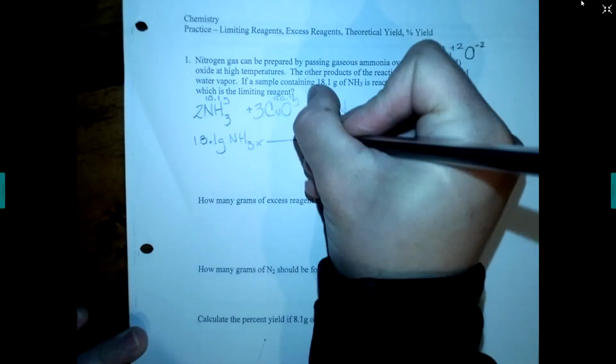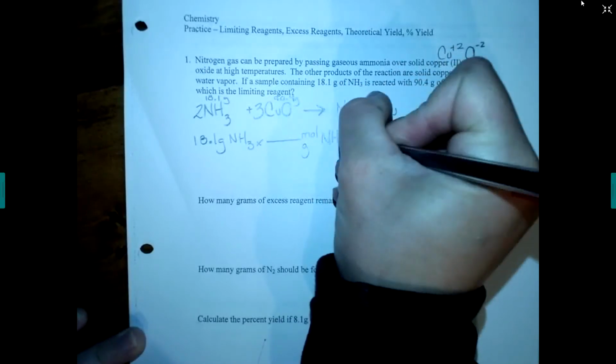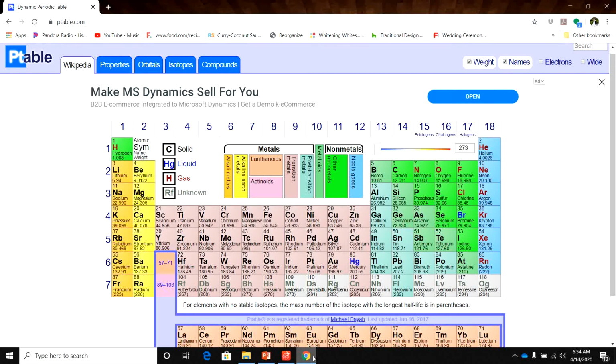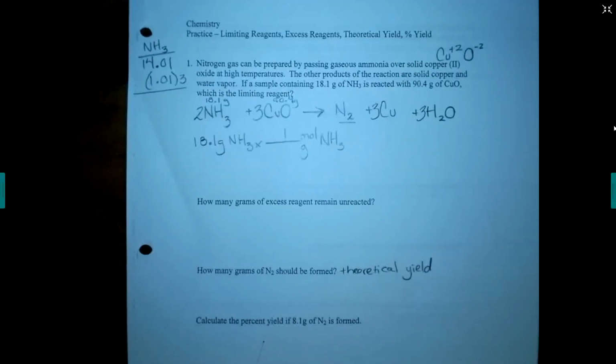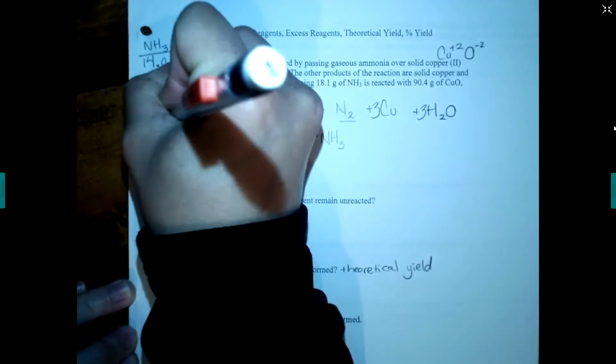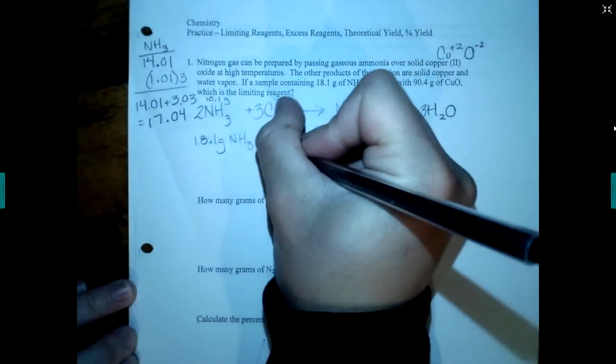So I need to find the molar mass of ammonia. All right, so looking at our dynamic periodic table, if you need to see it, you might already have these memorized at this point. Nitrogen's mass is 14.01. Hydrogen is 1.01 times 3. Here's my work over here to the side. So that's going to give us 14.01 plus 3.03. We get 17.04. So that's our molar mass.